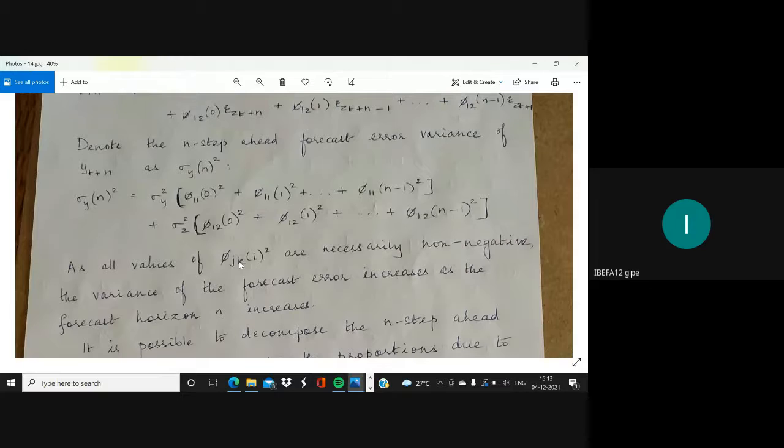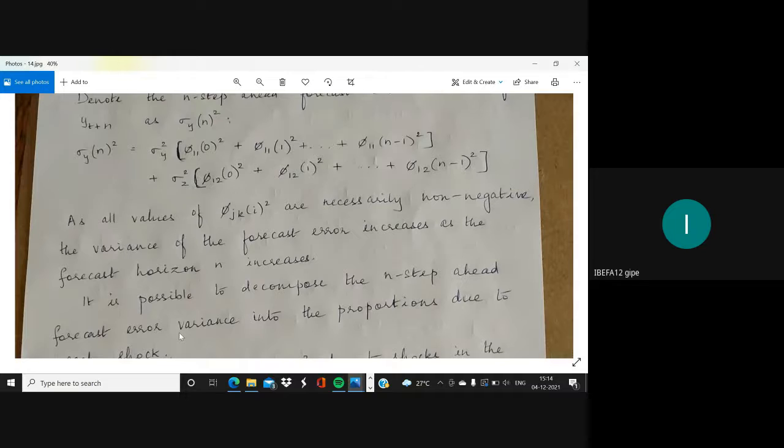Now, as all values of phi jk i square are necessarily non-negative, since you're squaring all these terms, you'll find that the variance of the forecast error increases as the forecast horizon n increases. Since all these terms are squared and non-negative, if you're forecasting n periods ahead for yt, the variance of the forecast error will keep increasing as the time horizon increases.